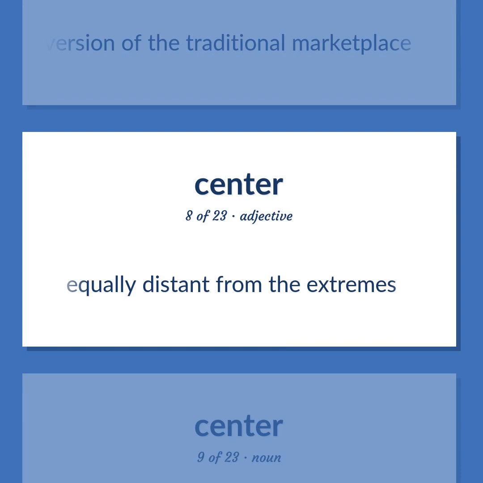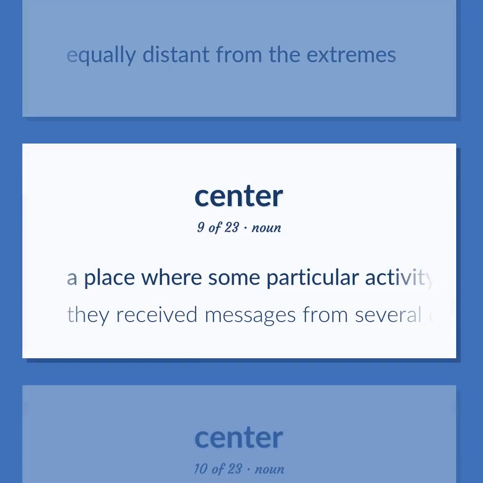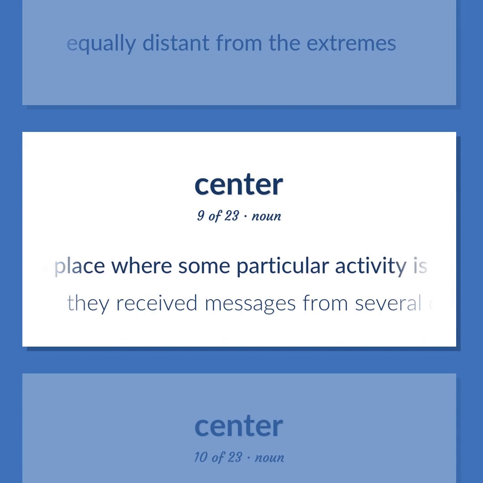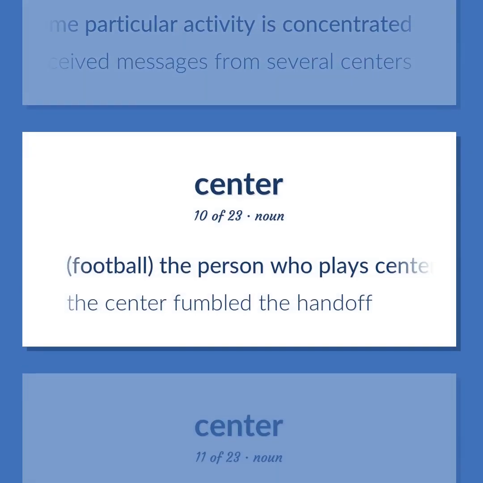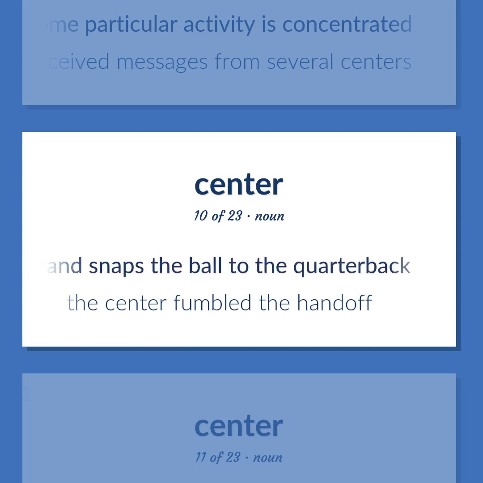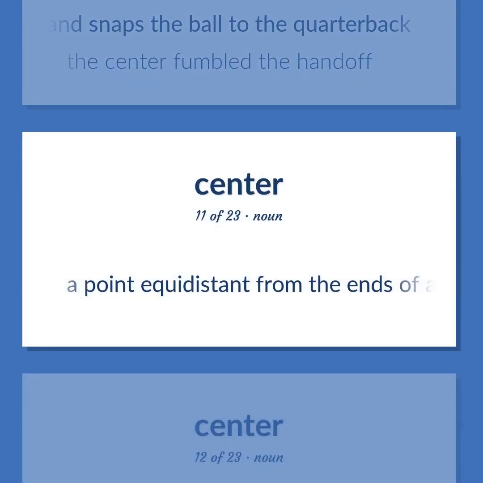Equally distant from the extremes. A place where some particular activity is concentrated. They received messages from several centers. Football: the person who plays center on the line of scrimmage and snaps the ball to the quarterback. The center fumbled the handoff. A point equidistant from the ends of a line or the extremities of a figure.